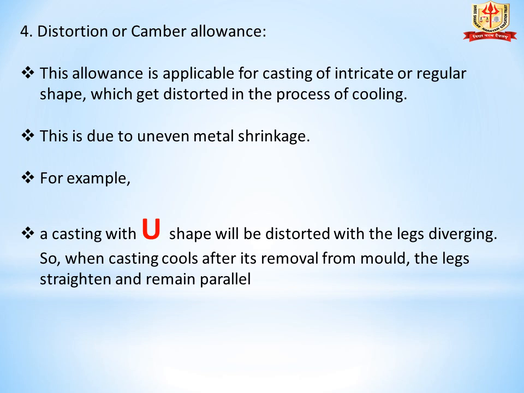Next allowance is distortion or camber allowance. This allowance is applicable for castings of intricate or irregular shape which get distorted in the process of cooling. Second point, this is due to uneven metal shrinkage. For example, a casting with a U shape will be distorted with the legs diverging. So, when the casting is cooled after its removal from the mold, the legs straighten and remain parallel.